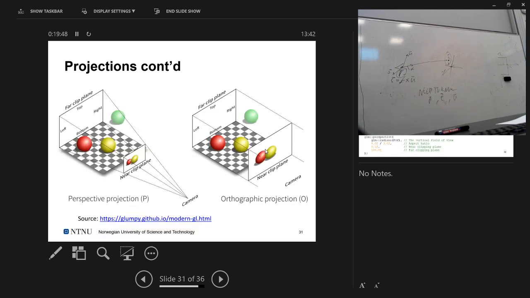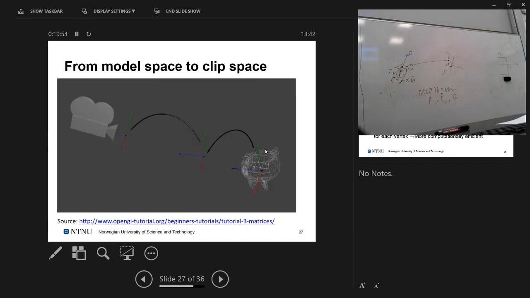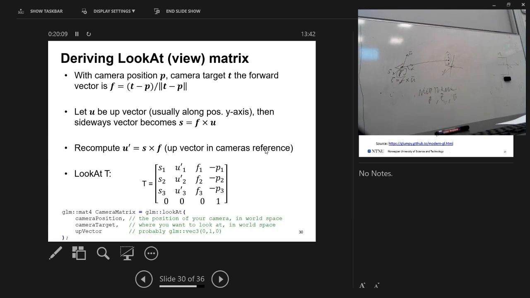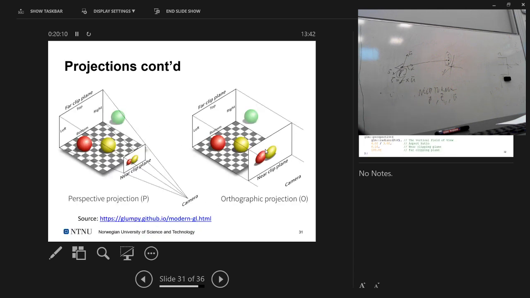Then the last step is, of course, to get this down to 2 dimensions. So now we have mapped from here to here using our model matrices: scaling, rotation, translation. We mapped from here to here using the lookup matrix. Now we're going to be inside this camera and we're going to project this down into the sensor, right? And that's basically what you do in this way.